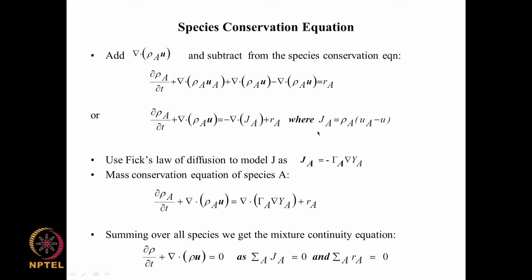Now this flux here can be modeled using Fick's law of diffusion, and so this is given as minus the diffusivity of A times the gradient of the mass fraction here. So we have to be careful about the units of this. There are different ways of formulating Fick's law of diffusion in terms of mole fractions and mass fractions and all that. We have to make sure that the definition is correct, and once you substitute this into this, we have an equation which involves rho by rho a and all these things here.